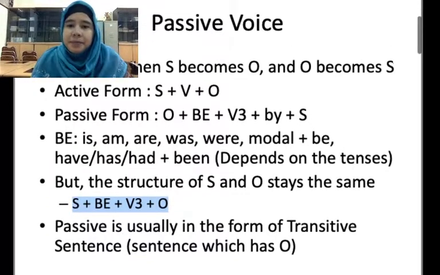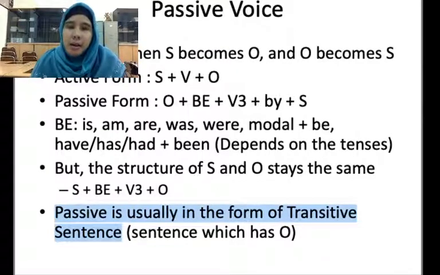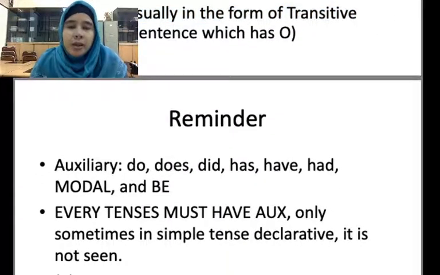Okay, next. Passive voice is usually in the form of transitive sentence. Yeah, because you need to have the exchange between object and the subject, subject to the object. So the sentence in the passive voice should be a transitive sentence. A transitive sentence is the sentence which should have the object. Harus ada objeknya.